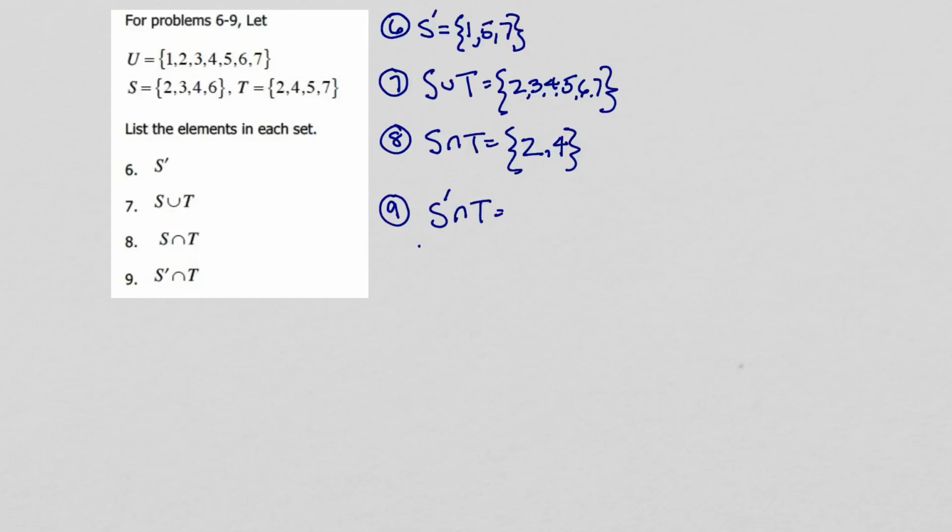So you know what? Let's write this out. Here's what's outside of S: 1, 5, and 7. I want to intersect that with T, right? And T is right up here: 2, 4, 5, 7. So what's in both of these? Well, let's see. The 5 is here and here. The 7 is here and here. So the 5 and the 7 are the only elements that are in both of those sets. So this is now, I'll just write it up here, 5 and 7.